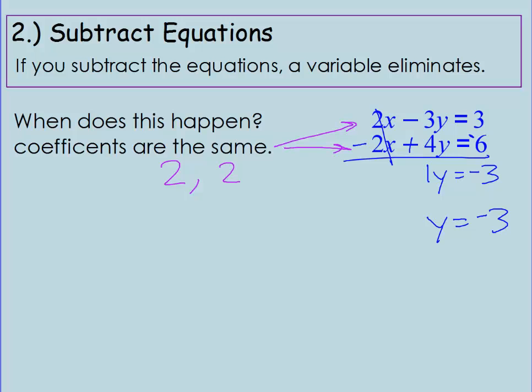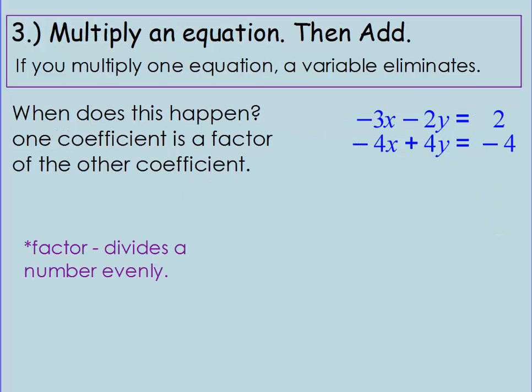Okay, that's that one. Then if subtraction doesn't work, always try to multiply one equation, and then you add them. If you multiply only one equation, a variable eliminates. When I say multiply, that means you're multiplying everything on both sides, like multiplying both sides by 2. So everything on both sides. When does this happen?